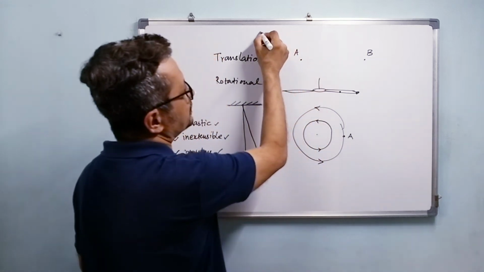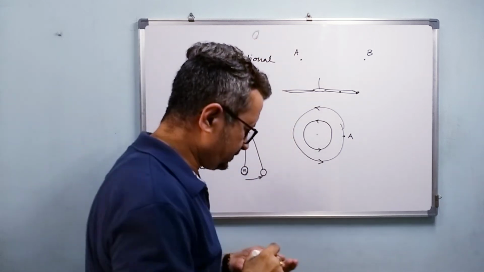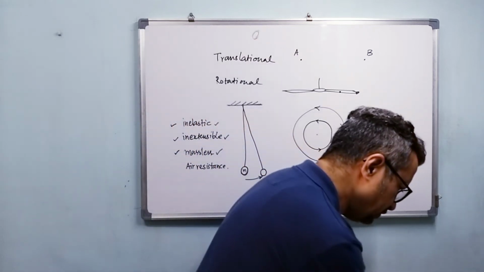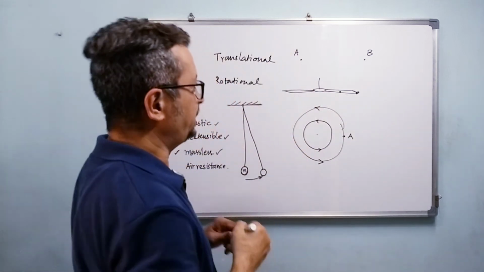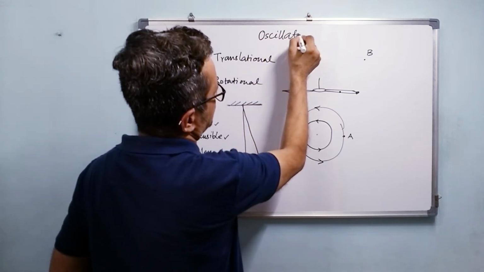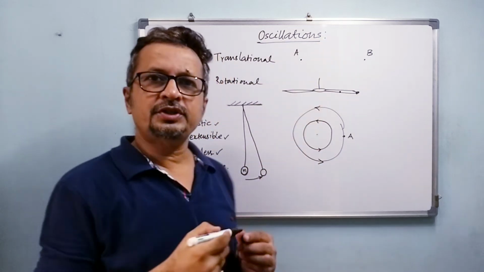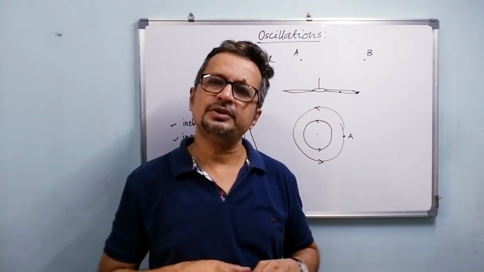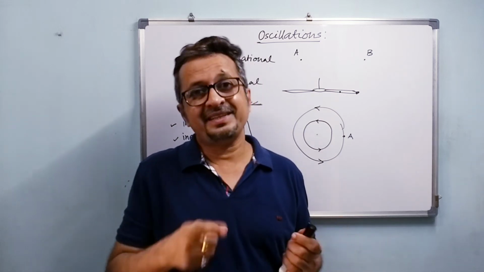And that is the title of this new chapter that we are going to start. It is oscillations. So in short, oscillatory motion is a periodic motion, number one, but it is to and fro motion.